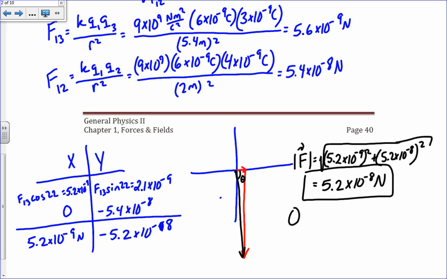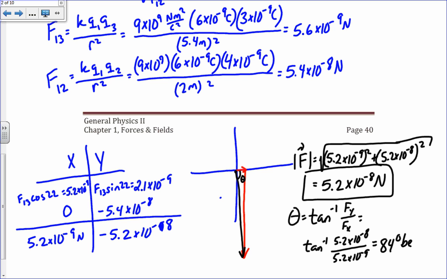And now to find the angle theta, it's going to be the inverse tangent of the y component over the x component. That's opposite over adjacent. That is the inverse tangent of 5.2 times 10 to the minus 8 divided by 5.2 times 10 to the minus 9. So that's the inverse tangent of 10, which is 84 degrees. And it's below the plus x-axis.